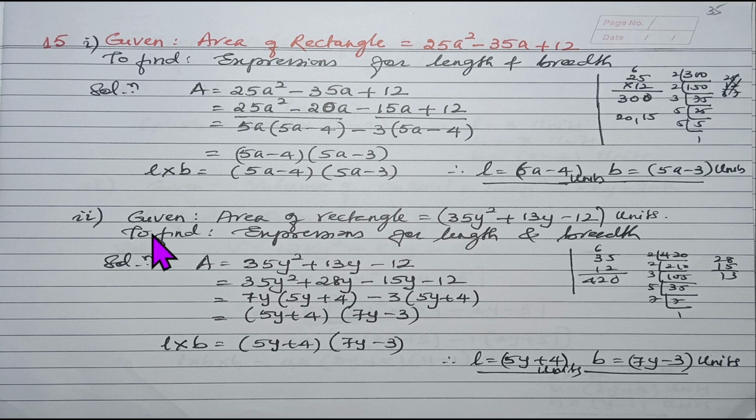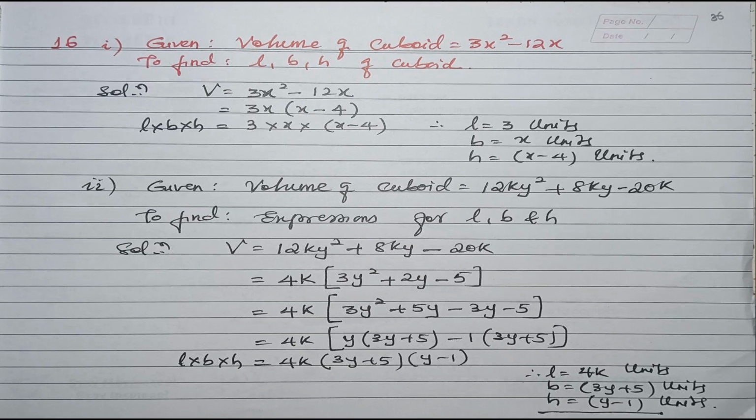Now the next example, again the area of a rectangle is given, that is 35y square plus 13y minus 12, and we have to find the expressions for length and breadth. By the middle term splitting method we get the factors 5y plus 4 and 7y minus 3. Therefore the length can be taken as 5y plus 4 and the breadth can be taken as 7y minus 3. So it is a simple method, by factorization we get two expressions. One is the length, the other one is the breadth.